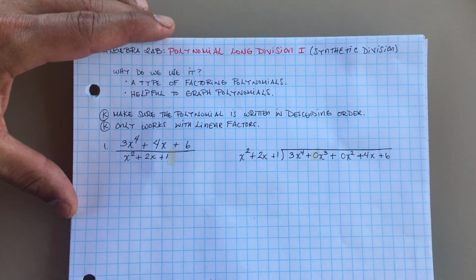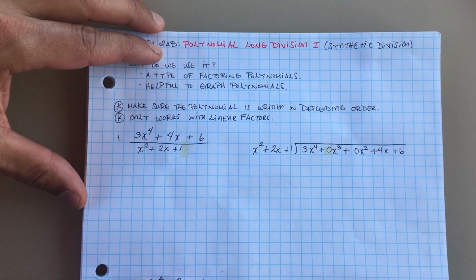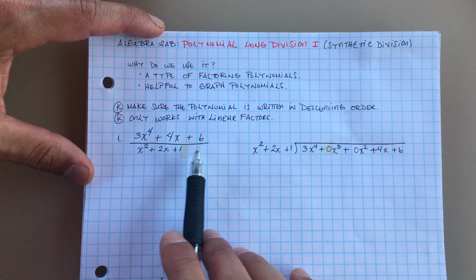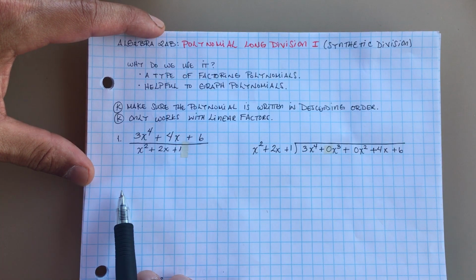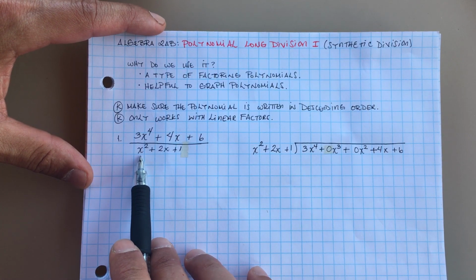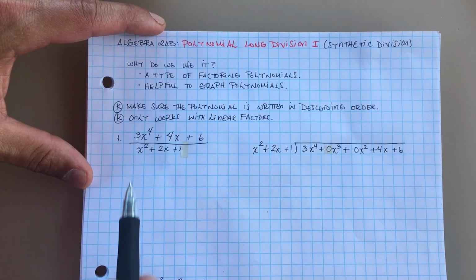Hey guys, in this video I want to go ahead and talk about synthetic division. So we've learned about polynomial long division, and it looks like something like this, right? Now the only thing, remember, you have to make sure it's in descending order, right? X to the fourth, x to the third.